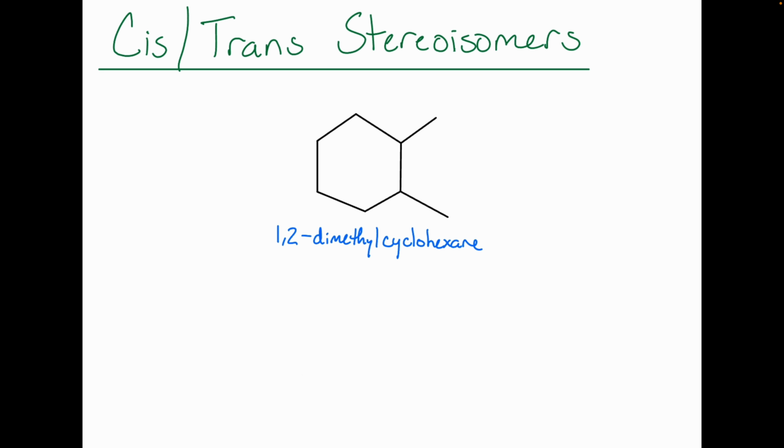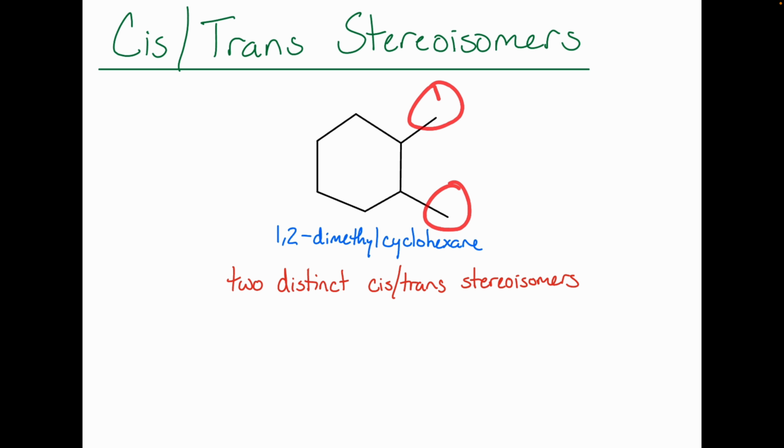This molecule right here is actually not a unique molecule. All right, this as drawn here would actually represent two distinct cis-trans stereoisomers. So there's more than one molecule that you can draw that has two methyl groups next to each other. All right, so why is that? Okay, let's see if this works.